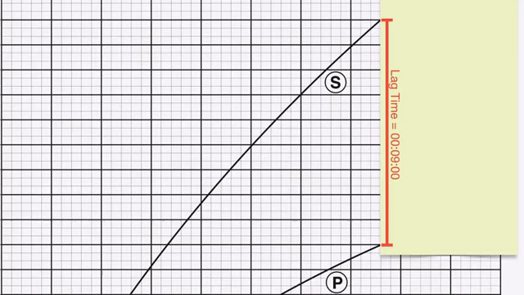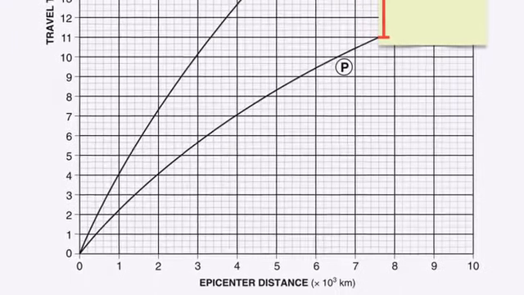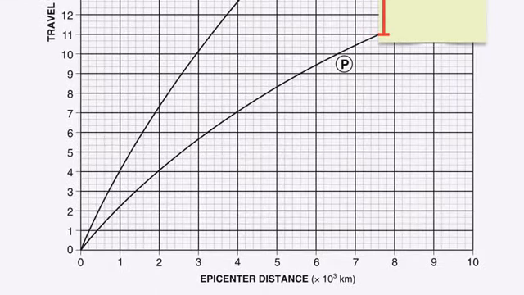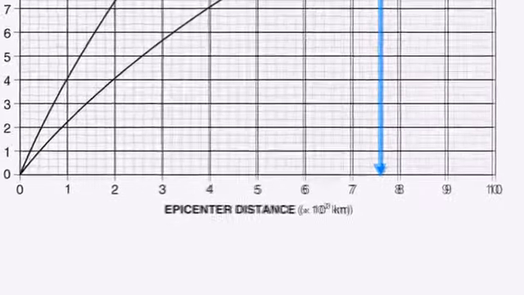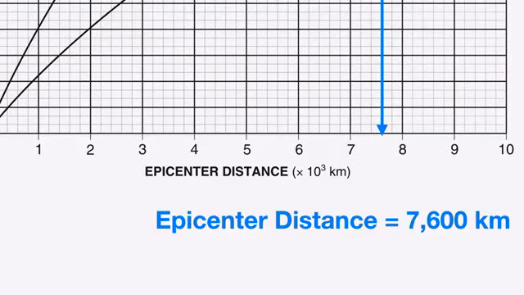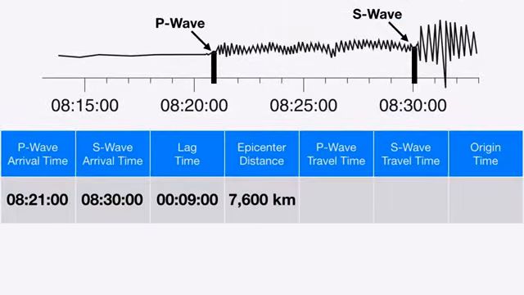And when I get it lined up nice and straight up and down and touching the two curves, the P wave and the S wave curve, I know I'm in the right spot. And all I need to do is follow the edge of my scrap paper down to the bottom of the chart, like so, and that will reveal how far I am from the epicenter. In this case, it appears to be about 7,600 kilometers. We can add that to our table.